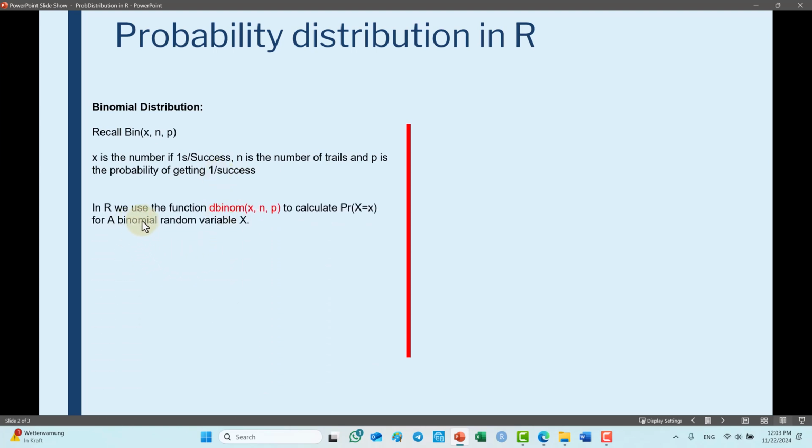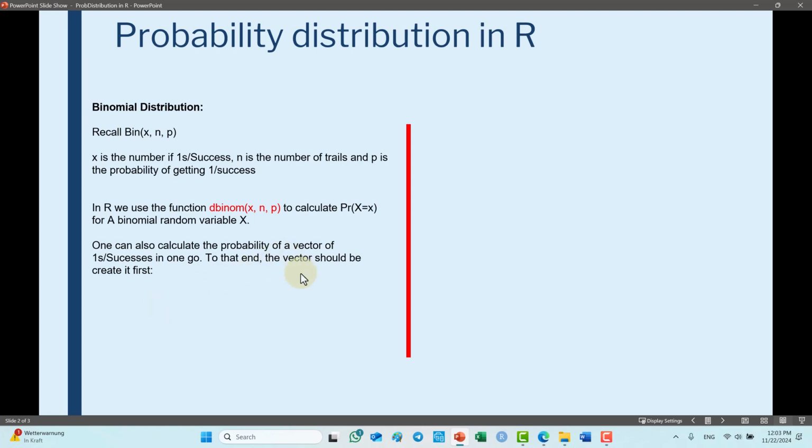In R, we use the function dbinom with entries x, n, and p to calculate the probability of x equal to small x for a binomial random variable x. One can also calculate the probability of a vector of ones or successes in one go.